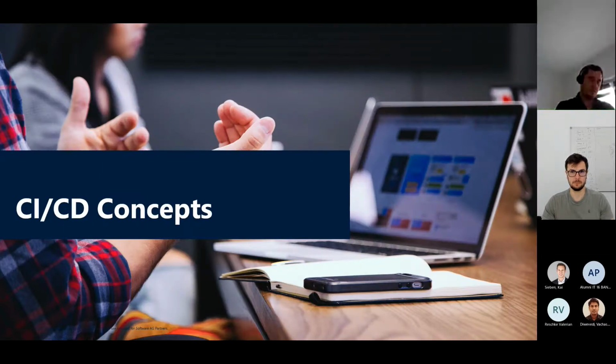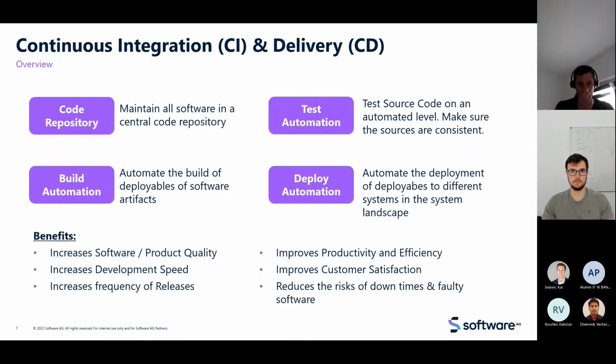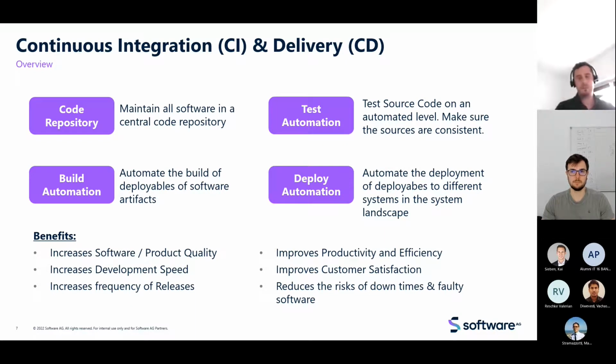Now let's get started with the CI/CD concepts. Continuous integration, continuous delivery. This is the topic of today. Not everybody knows what this means, I guess, so this is an overview slide. Basically, in your projects you use a code repository where you have versioned your software code. You also have test automation, so your source code is not only checked into a repository, but automatically tested on different branches.